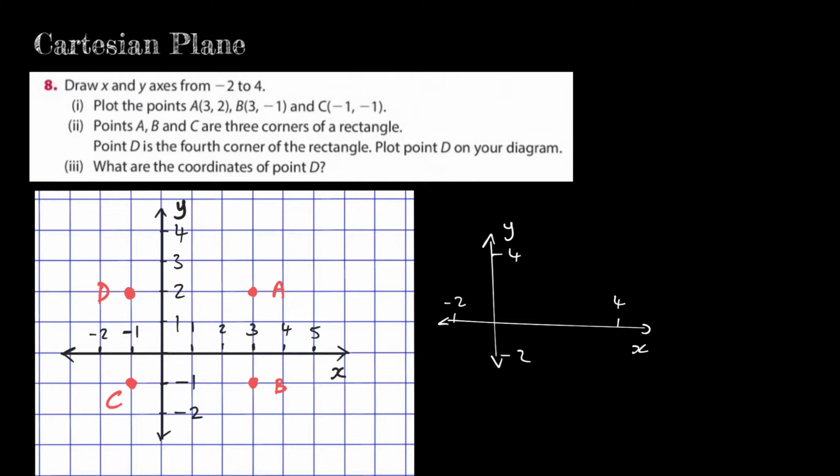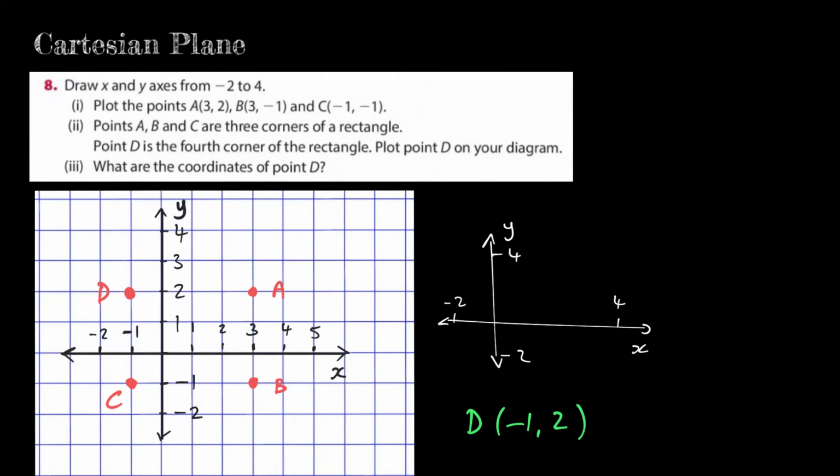Okay, plot point D in your coordinate grid, plot point D in your diagram. What are the coordinates of point D? So the coordinates of point D, and we'll just write that down here. Point D is going to be negative 1 is my x value, and my y value is 2. Okay, so that's that answer there. Well, the coordinates of point D, and there's the coordinates there.